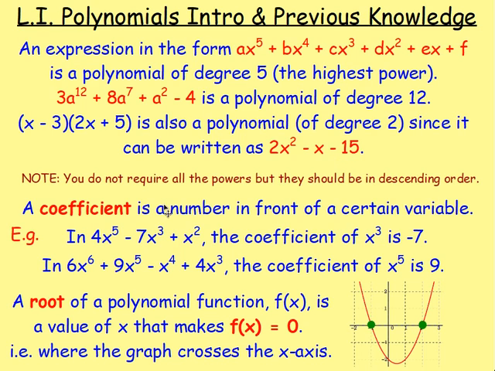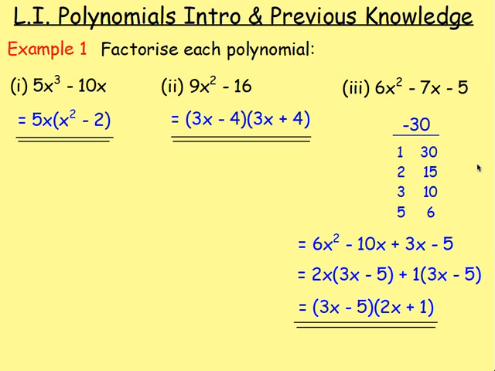Coefficients. What is a coefficient? Well, that is a number in front of a certain variable. So in here, the coefficient of x cubed is negative 7. In here, the coefficient of x to the power of 5 is 9. It's the number in front of x to the power of 5. Roots as well. What are roots? Well, roots are the values of x that make the function equal to 0. In other words, it's where the graph crosses. If you were to graph your function, it's where it crosses the x-axis.